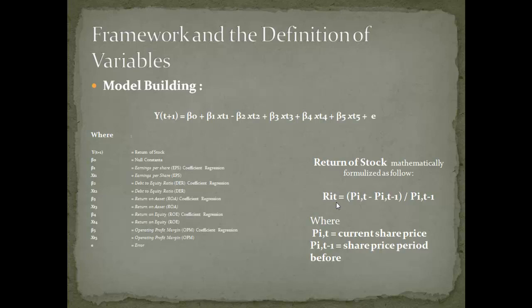Return of stock is mathematically formalized as follows: R I T equal to P I T minus P I T minus 1, divided by P I T minus 1, where P I T is the current share price, then P I T minus 1 is the share price in the period before.